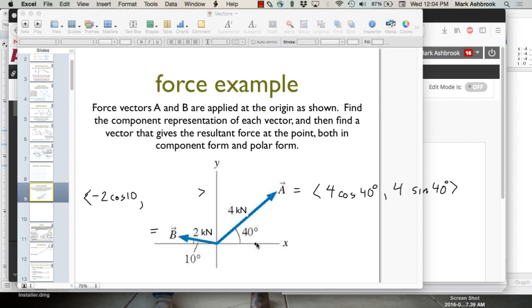What angle is that from positive x? 170. So I could do positive 2 cosine 170. That also works. Both work. Which is just one way to think about it. Normally our angles are swept counterclockwise from the x-axis, and then that way you don't have to worry about positives and negatives. They'll always work themselves out. But this is fine too, negative 2 cosine 10. And then what's the y component? 2 sine 10. All right, so then A plus B.